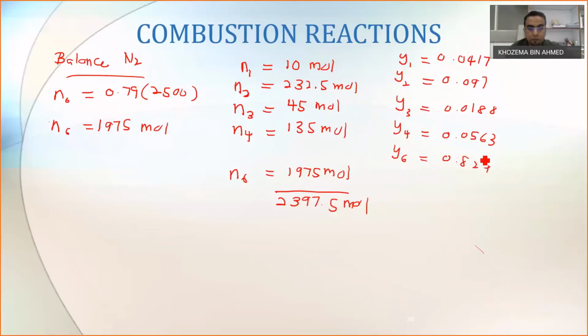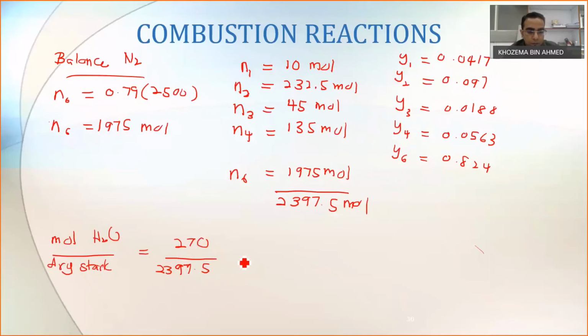okay, so this is the composition value. And the next part is that the question is asking us to find the mole ratio of water per dry stack gas. So it's going to be mole of H2O over mole of dry stack gas, which is equal to 270 divided by this value, which is 2397.5, which is equal to 0.113. This is your final answer.